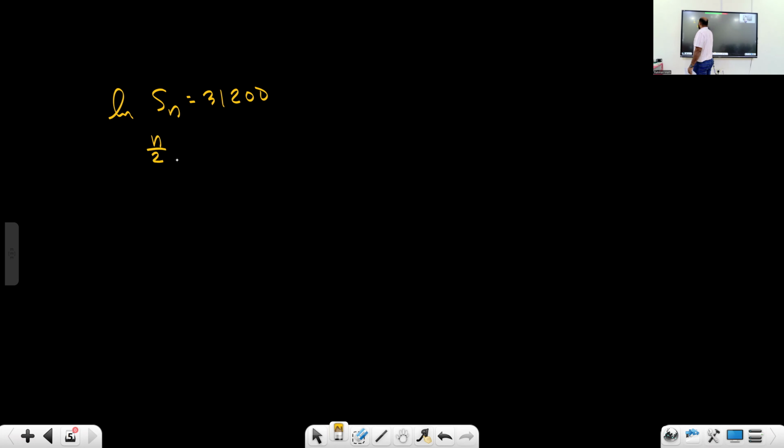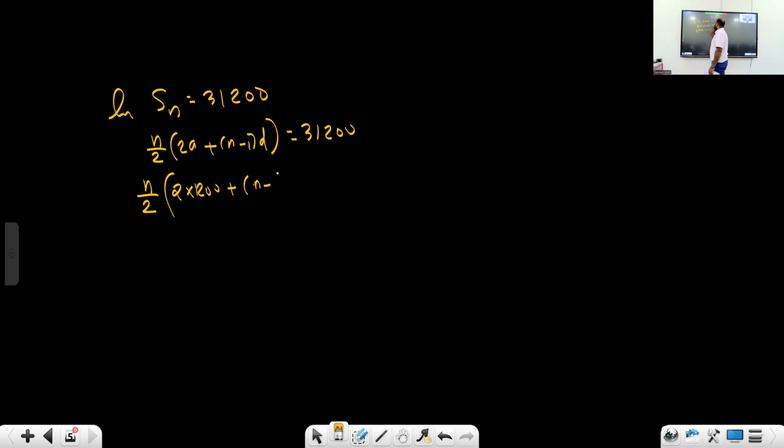What is Sn formula? N by 2 into 2A plus N minus 1 into D. Formula everybody should know. N value we have to find. What is A? 1200. D how much? 200. Equal to 31200. So N by 2, 2400 plus 200N minus 200.